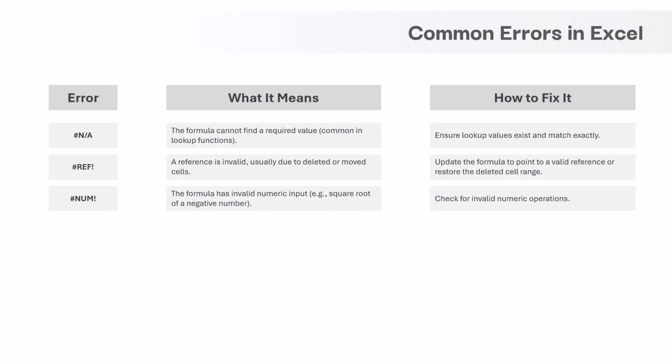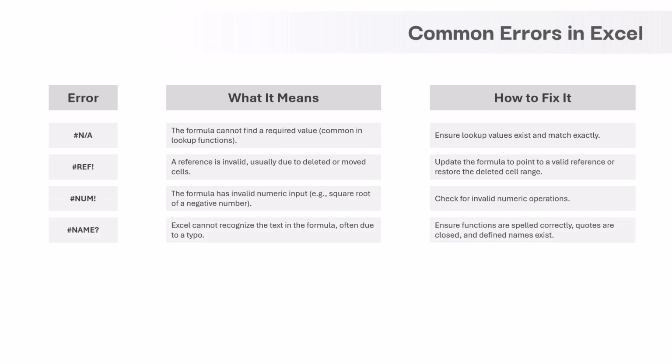The next error type is name, and this usually occurs when Excel is not able to recognize the text in the formula, and it usually happens because of some typo errors. And how to fix it? We need to ensure all the Excel functions are spelled correctly. And if you are going to use some text values as input to the argument, we need to ensure these text values are enclosed in double quotes. So let's go back to Excel and see an example.